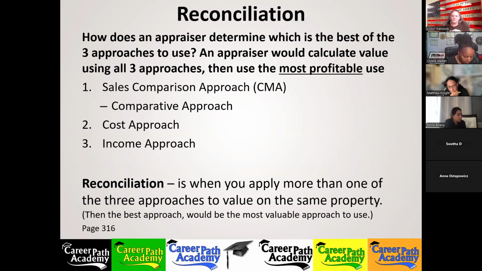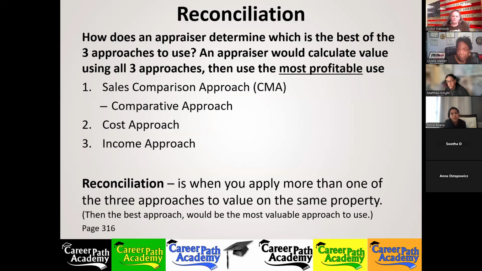Which approach to value would you use for valuing an apartment building? Income approach. The income approach. What about a four-family house? Cost approach. It could be, well, not the cost approach. You'd use either the sales comparison or the income approach.